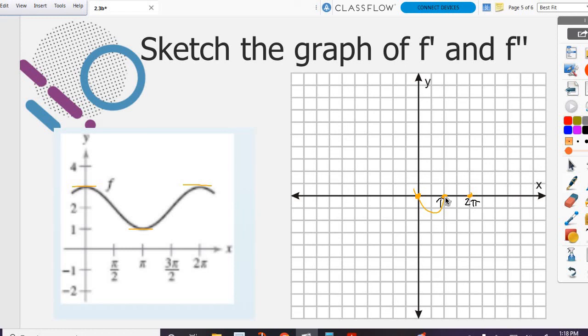Then, as I turn and go up, what type of tangent lines do I have here? Positive. So it has to be above the x-axis. But we know eventually it has to come back down, because it has to hit 0 at 2 pi. Agreed? So my orange graph would be my f prime.